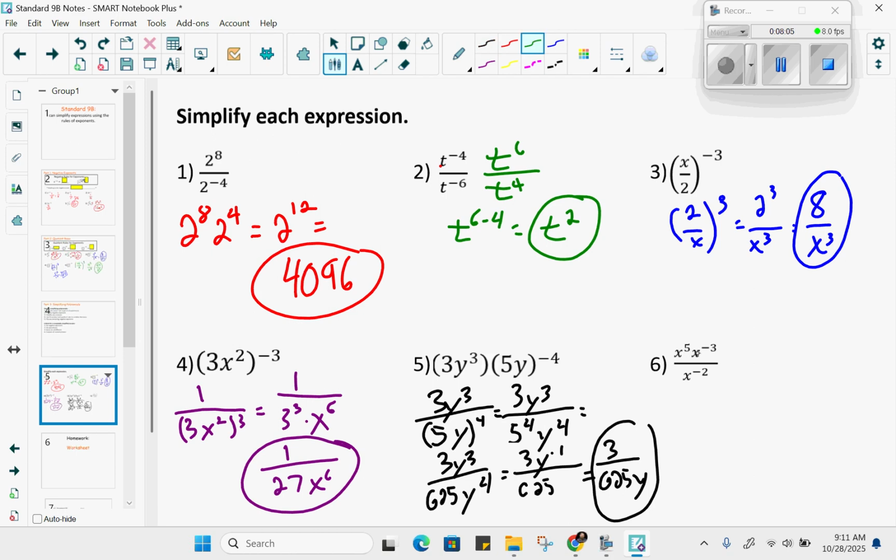Last one, I have x to the 5th. I have a negative, let's move them. So I'm going to make it x to the 5th times x to the 2nd over x to the 3rd. We're going to combine our bases. So x to the 7th over x to the 3rd. Then I'm going to subtract 7 minus 3. I'm going to end up with x to the 4th.